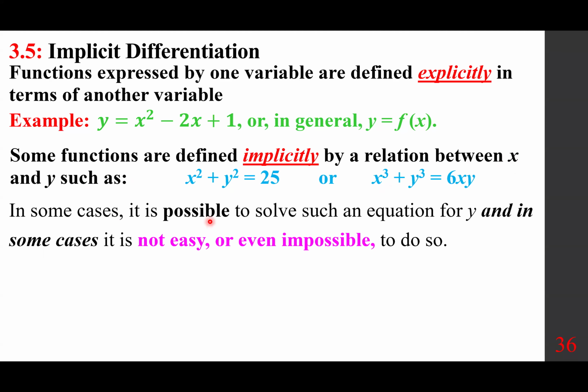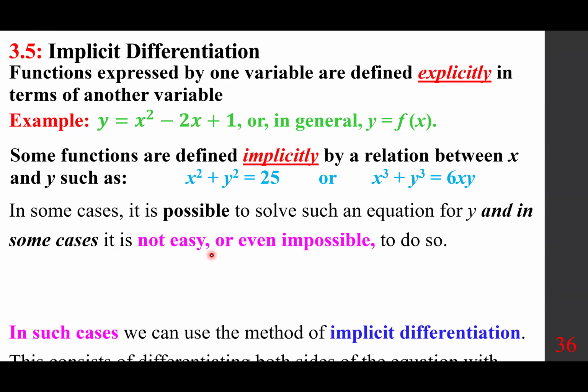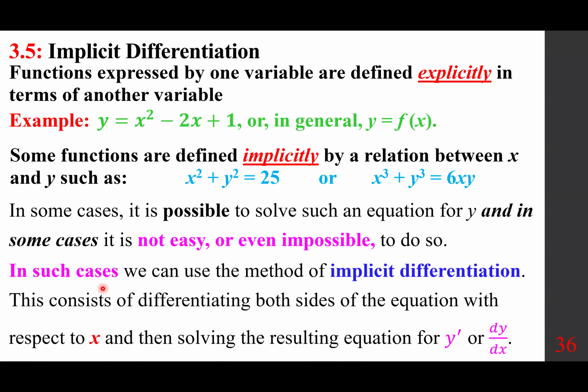In some cases, it is possible to solve such an equation for y, and in some cases, it is not easy or even impossible to do so. In such cases, we can use the method of implicit differentiation. This consists of differentiating both sides of the equation with respect to x and then solving the resulting equation for y prime or dy/dx.